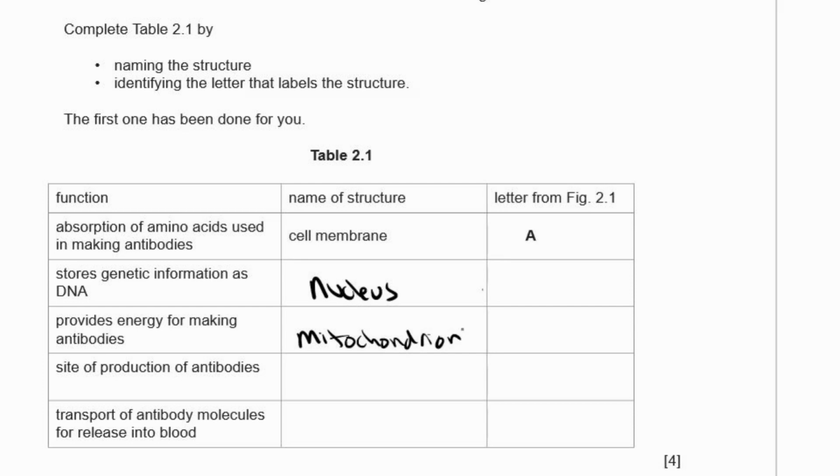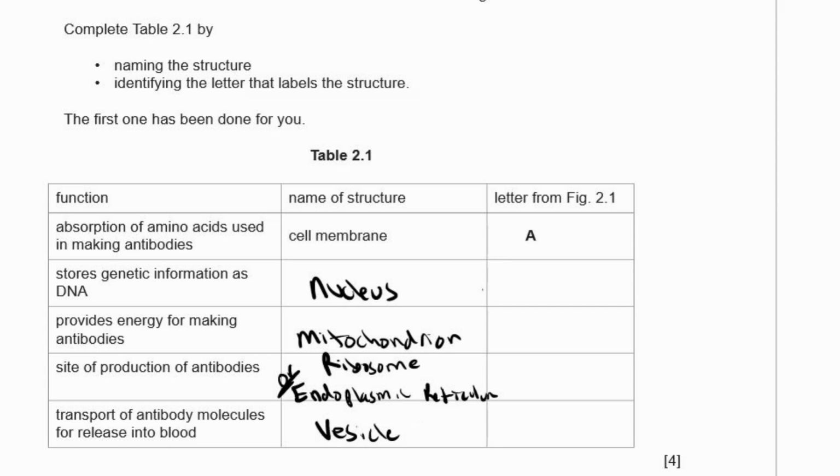The structure that is the site of production of antibodies, well, you could either say the ribosome, or you could say the endoplasmic reticulum. That's one or the other. Don't do both. They only ask for one. They're both correct because the ribosomes are on the endoplasmic reticula. But I would suggest don't write ER, because sometimes they don't like that. Sometimes they're okay with it. Sometimes they don't like that. So just write the entire thing if you're going to write endoplasmic reticulum. And the structure that is the transport of antibody molecules for release into the blood, that is called the vesicle.